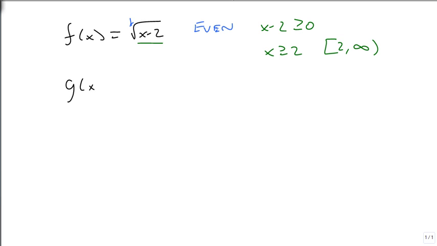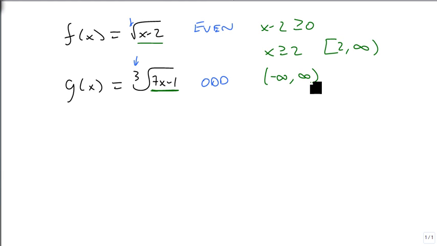Or we could say g of x equals the cube root of 7x minus 1, and we say, oh, this is a cube root, so it's odd. We look inside at the radicand and say, it's just a polynomial, so then my answer is from minus infinity to infinity, and I'm done.